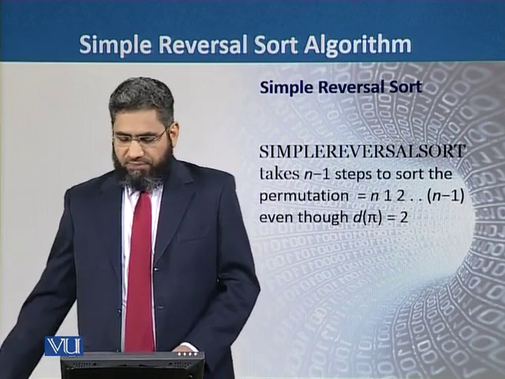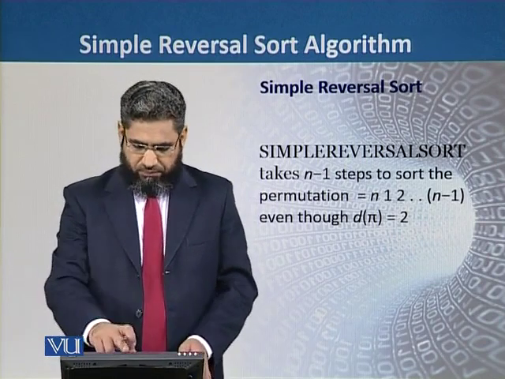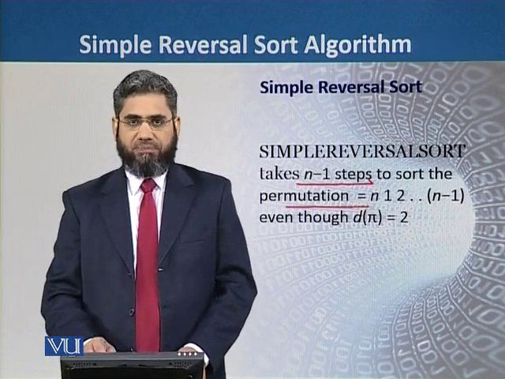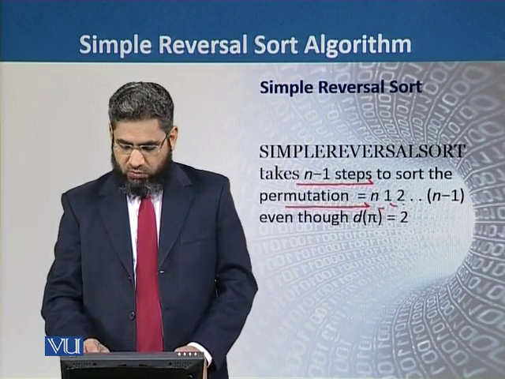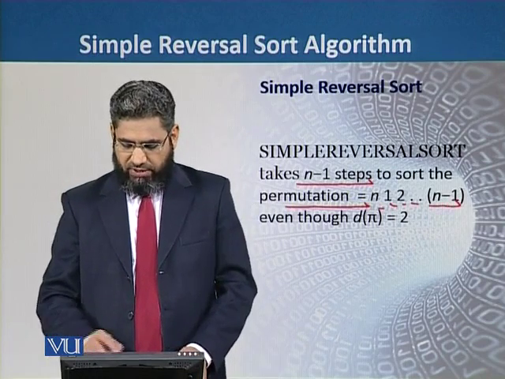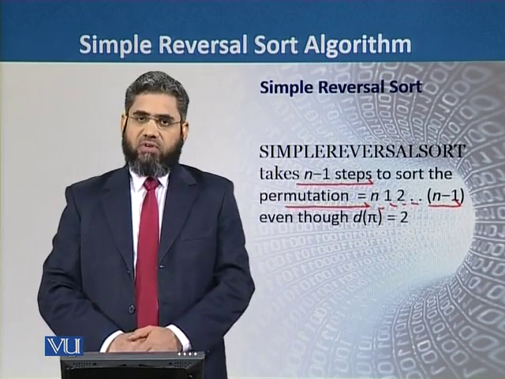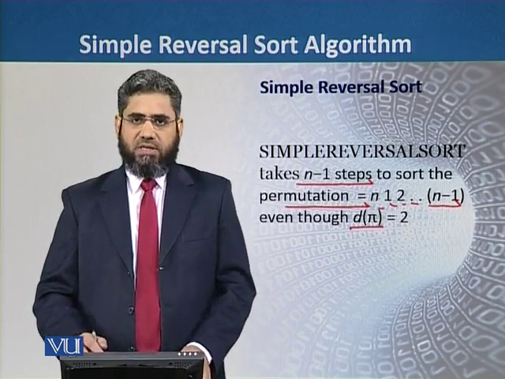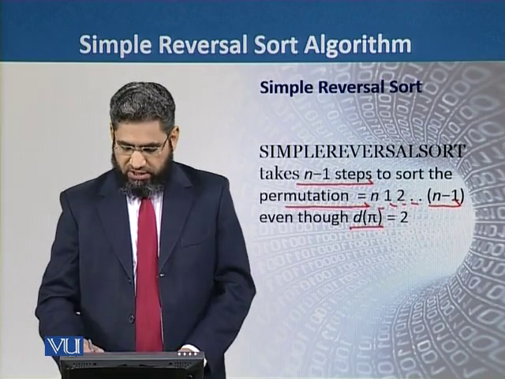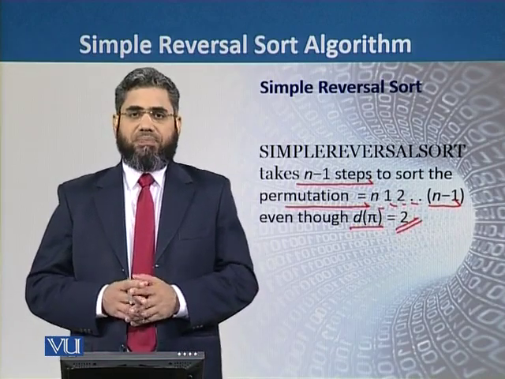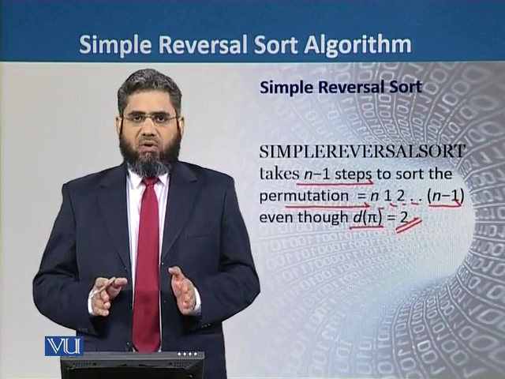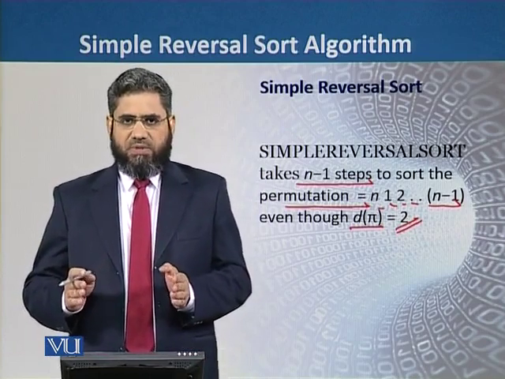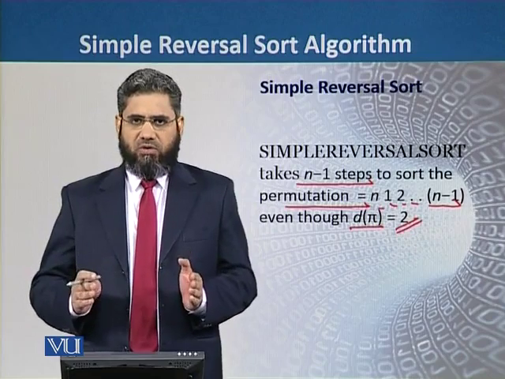And we can see that it can take n minus 1 steps to sort the permutation, and we know that it will use d of pi. d of pi is the reversal distance, and that is 2. So the drawback of this algorithm is that it takes a large number of steps to arrange the order of the elements.